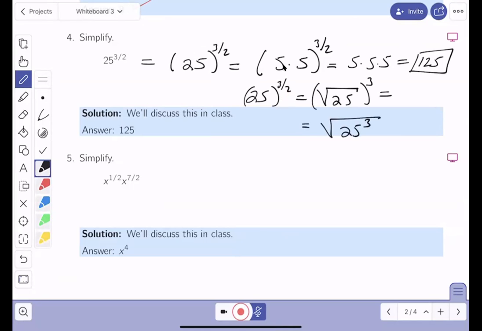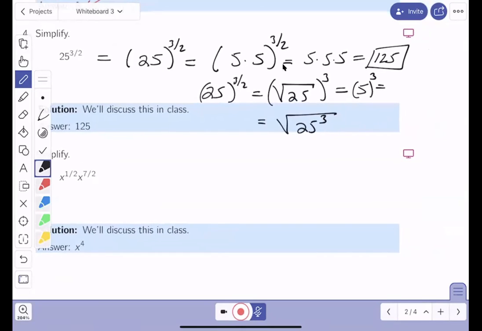I think the first one's easier because the square root of 25 is easy. 25 cubed for me is too difficult, but the square root of 25 is 5, and 5 cubed is 5 times 5 times 5, which is 125. A variety of ways of thinking about it. Check the answer, and it should be staring at you.